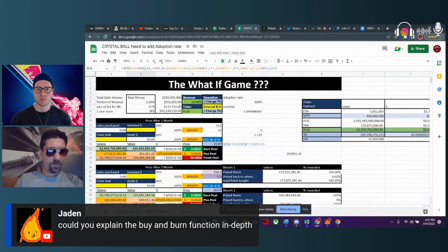So with the buy and burn, basically 21% exactly of the fees will be used, and the fees will be 0.29% instead of the 0.3%. So a little bit cheaper than Uniswap charges.